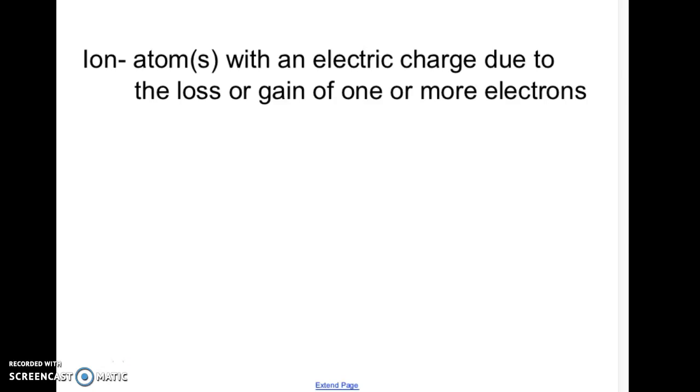Hello everyone, I just wanted to give you some notes on ionic bonding. First, we're just going to start talking about ions in general. Ions are atoms with an electric charge due to the loss or gain of one or more electrons. Hopefully you've already done that in your textbook note and assignment reading.